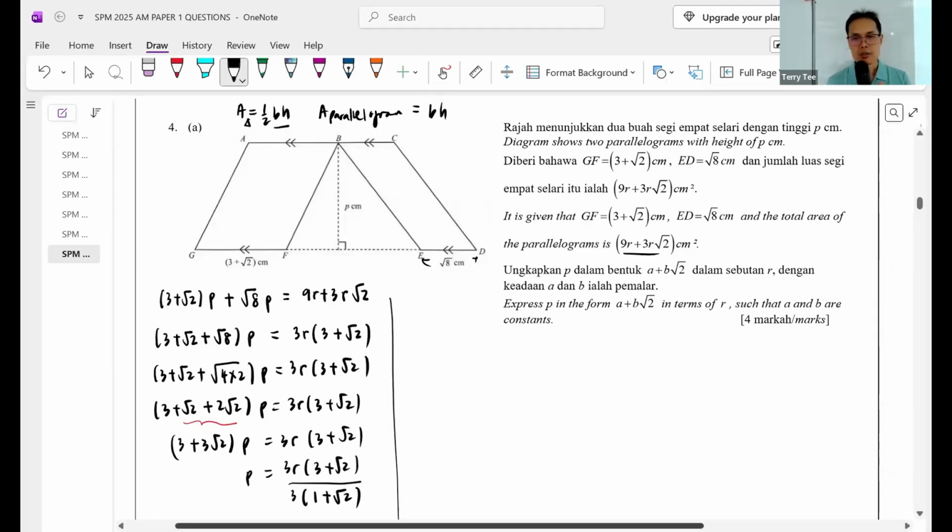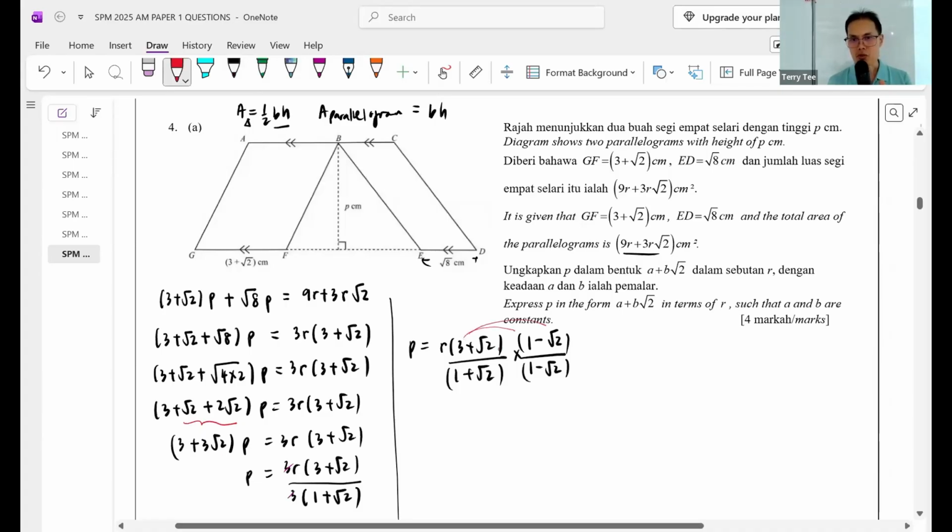Okay, now from here, what do I do? Cancel 3 and 3. Yeah, cancel 3 and 3. You're left with what? r, 3 plus √2, divide by 1 plus √2. Okay, what should I do next? Yes, the conjugate. Multiply the conjugate of 1 plus √2. The conjugate is 1 minus √2. We call this step what? Rationalizing the denominator. You multiply top and bottom so that effectively you're actually multiplying with 1. You're not changing the value of the whole expression.